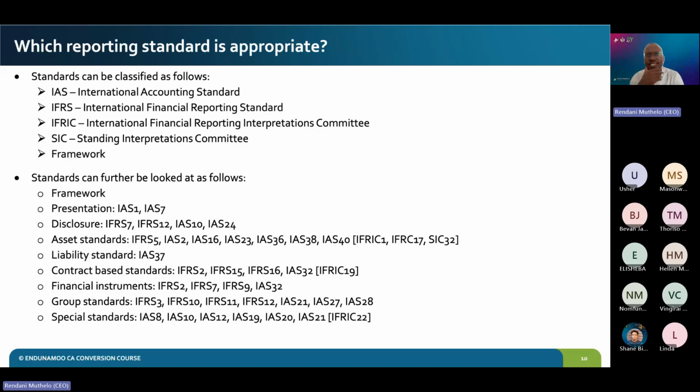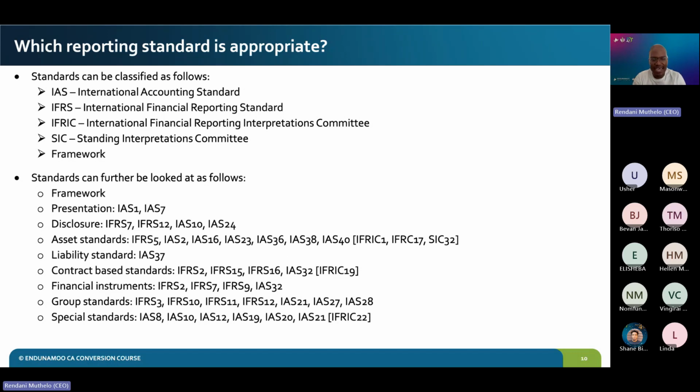So this simply refers to who prepared it. And also it gives you an indication of its recent updates. So one, I've explained what the framework is all about. It has the key definitions and it provides the framework for what? For preparing financial statements. Check.